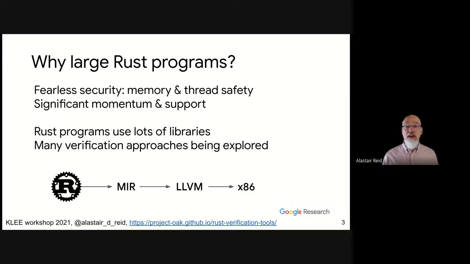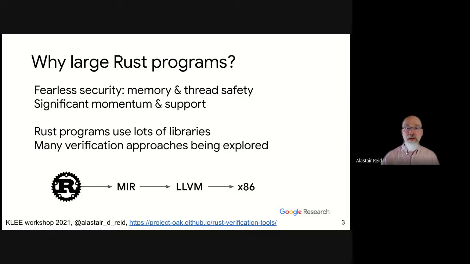The other thing to know is that Rust is compiled in a number of stages, and the main stages are the mid-level intermediate representation, MIR, that's Rust specific, and of course the LLVM IR, and then it compiles to x86. People have been writing verification tools that hook into either the MIR level or the LLVM level. And for this talk, of course, we're interested in the LLVM level because that's what KLEE uses.